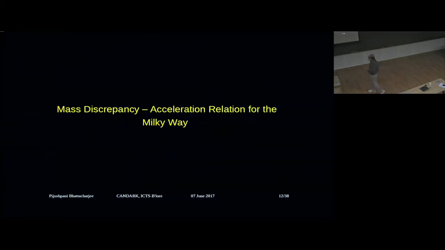So the question is, this was for a wide variety of galaxies. Now, when you come to individual galaxies, how does this relationship hold? Since I had some interest in the Milky Way for quite some time and its dynamics, I thought we'd look into it, just beginning to look into this question. So, a mass discrepancy acceleration relation for our own Milky Way.